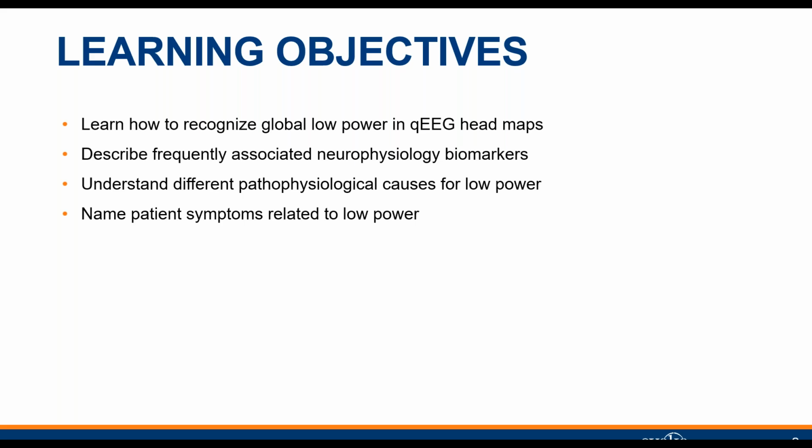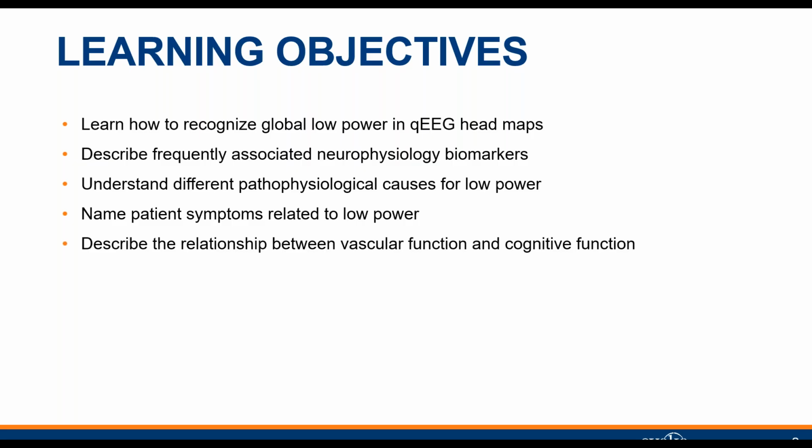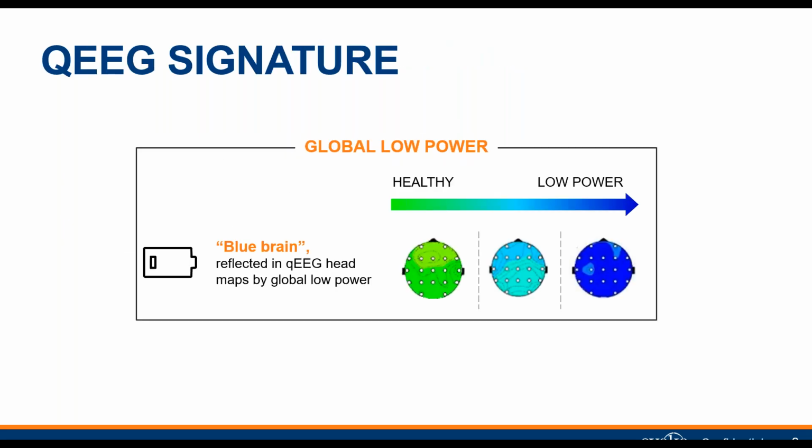I want you to be able to name different patient symptoms that are related to low power. And then importantly, I want you to describe the relationship between vascular function and cognitive function. You'll see a lot of different therapeutic treatments really play on the vascular system in order to target the cognitive system, cognitive functioning. So those two are highly interrelated, and we'll be touching on that today.